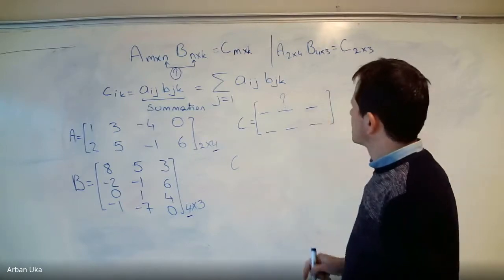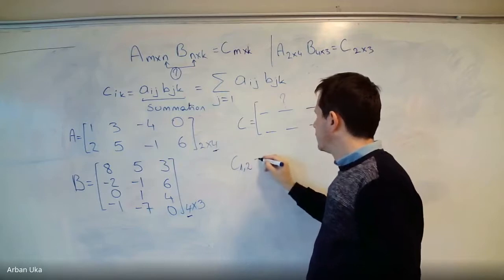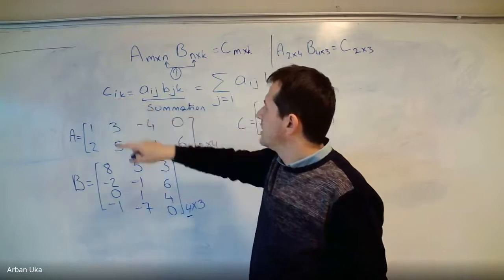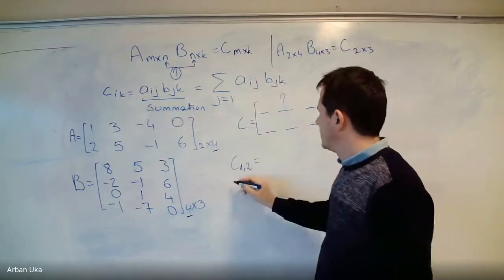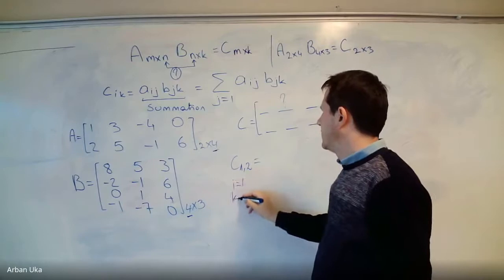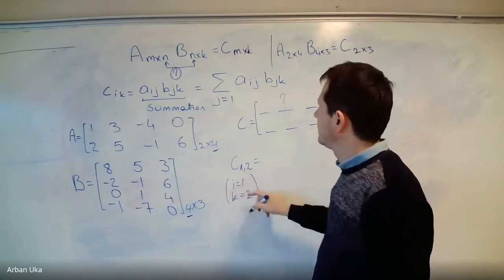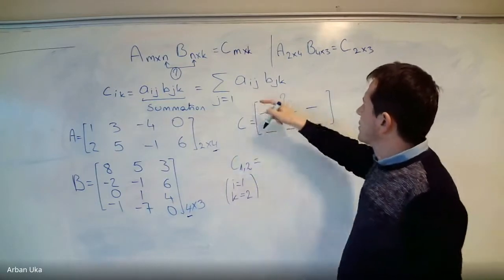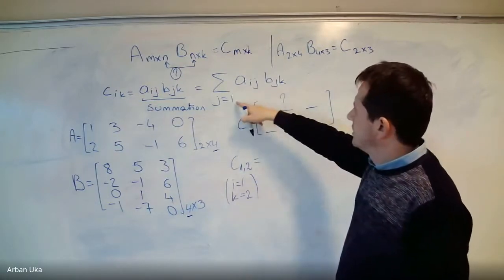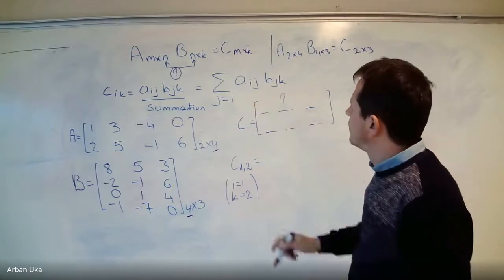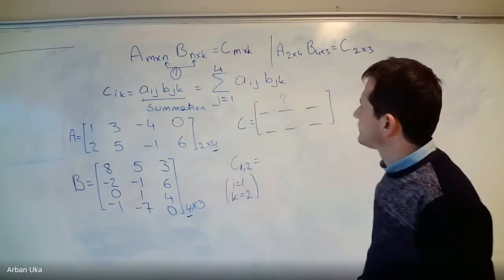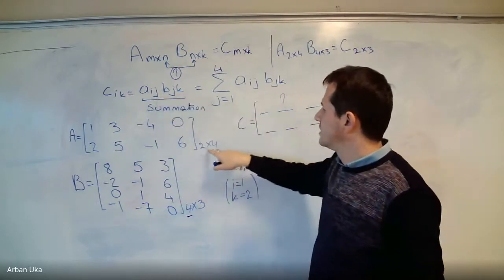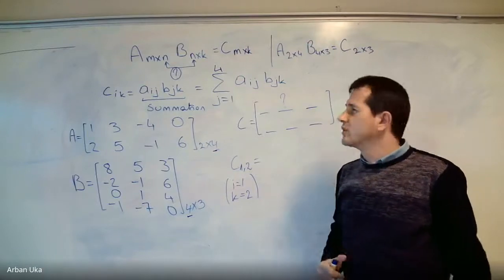Let's find, for example, what is C12. Reading from here, it looks like i is 1, k is equal to 2. And what is j? j is a number which goes from 1 to 4 in this case, because j is the second index of element A, and the second index is always the number of columns.